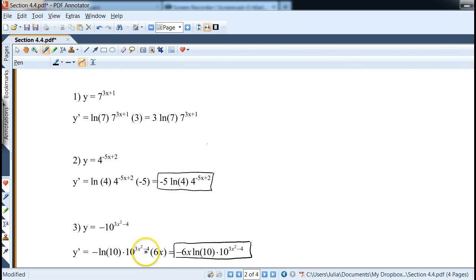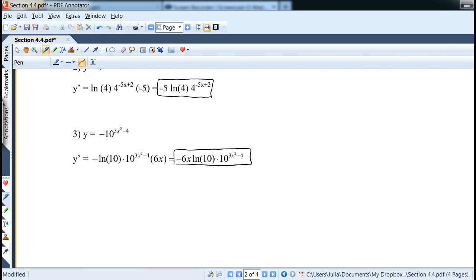And again, negative 4 goes away. And again, we can bring 6x to the front. Remember, negative stays, but the 6x comes at the front and the rest just kind of follows. And that's the final answer. And that's it.